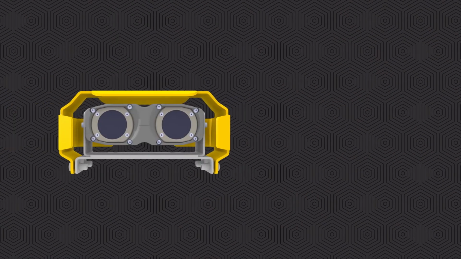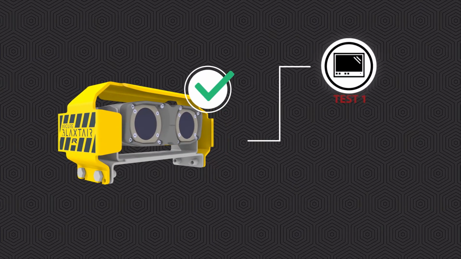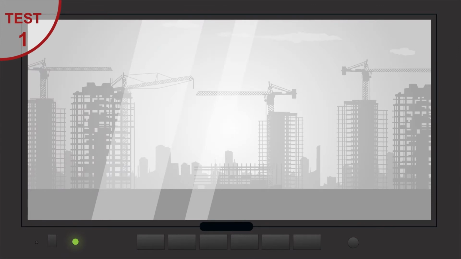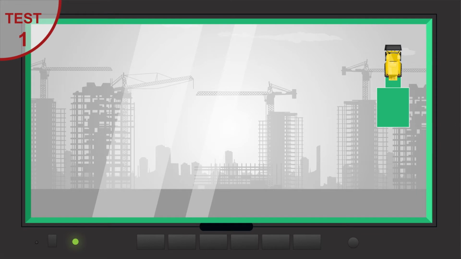Two tests need to be done to check that your Blaxtair is working properly. Test 1, check the screen. Test 2, perform detection tests. Test 1, check that the screen displays the detection areas and a green border.